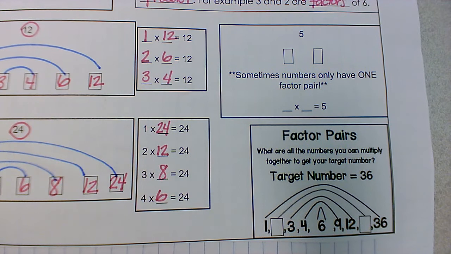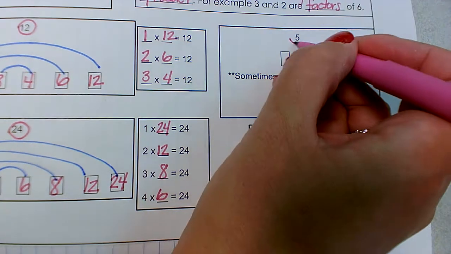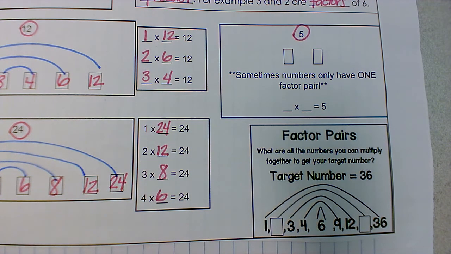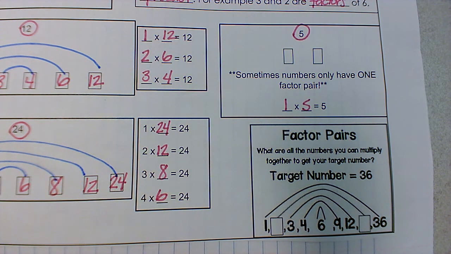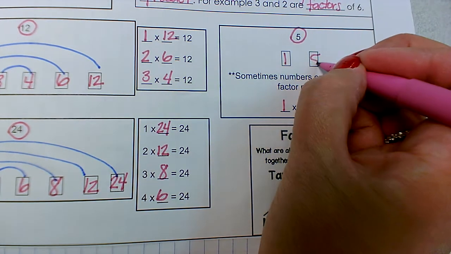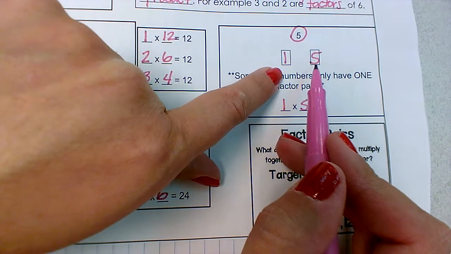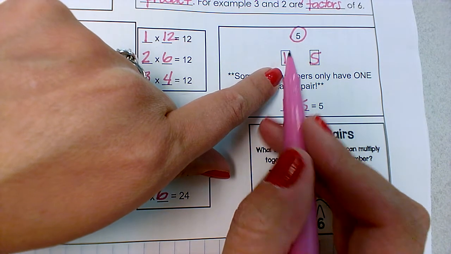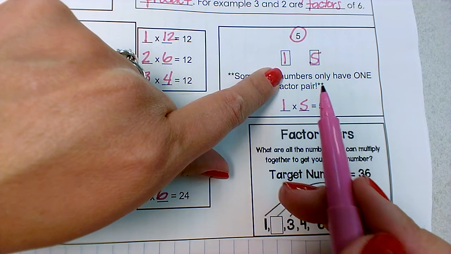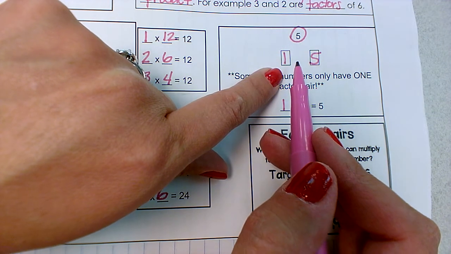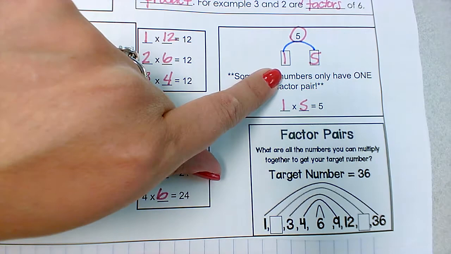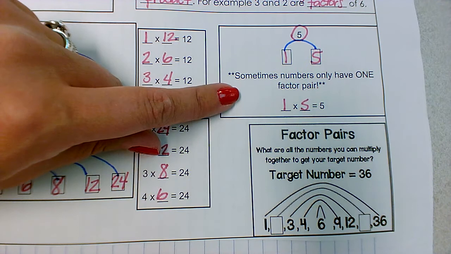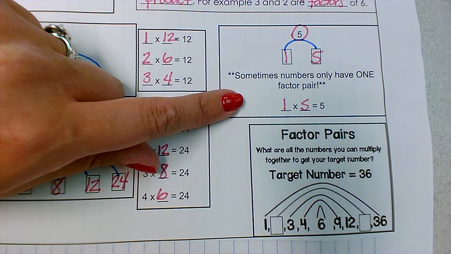Now I want to show you if we were to look at this number 5. Sometimes I come across a number, and I know that I can always use 1 times the number. 1 times 5 equals 5. That will be a factor for every number you come across, fourth graders. But then I'm going to start thinking to myself, well, I have to be in between 1 and 5. Can I multiply 2 by something to equal 5? No. Can I multiply 3? No. What about 4? No. So my only factor pair for the number 5 is 1 times 5. So sometimes you're going to come across a number that only has one factor pair.